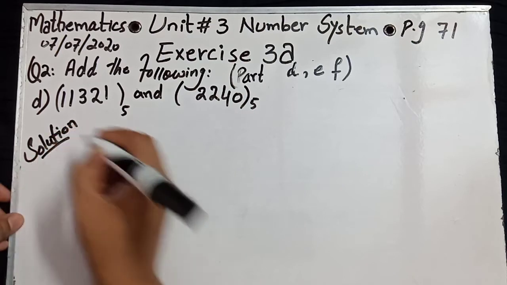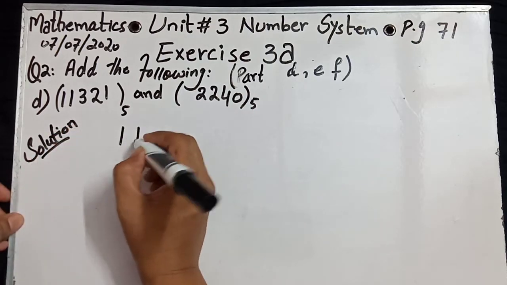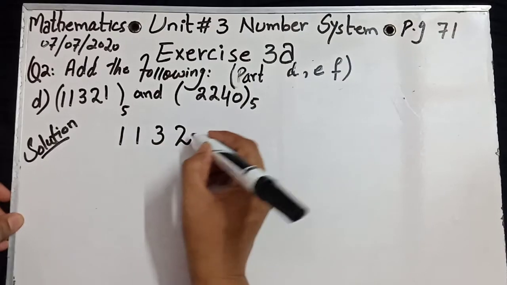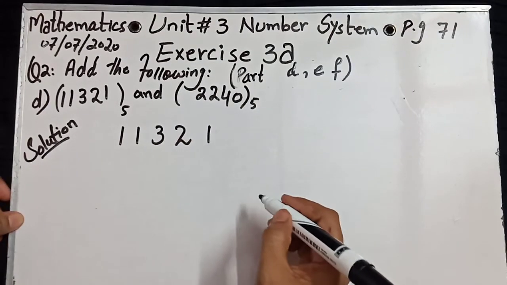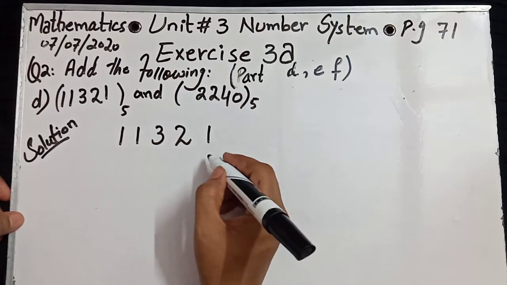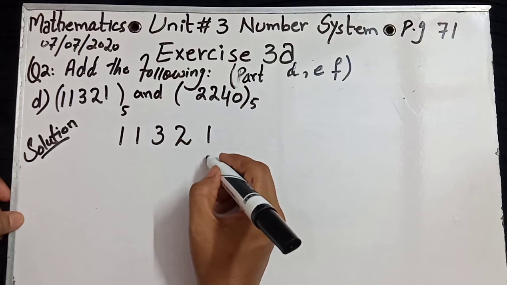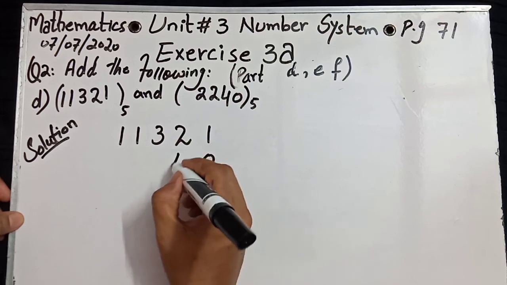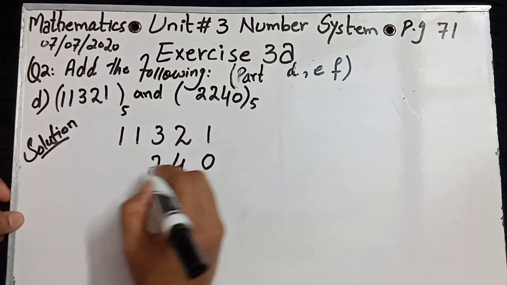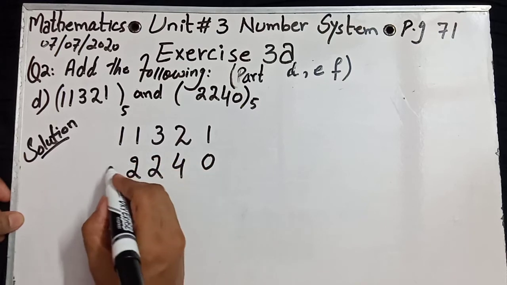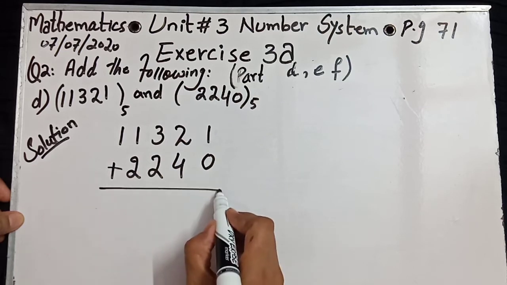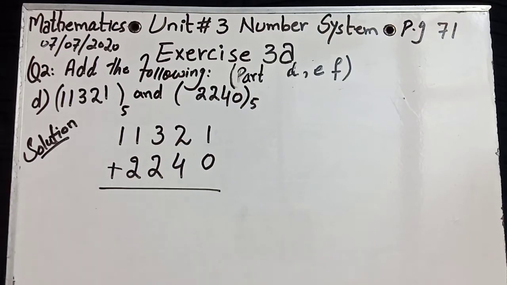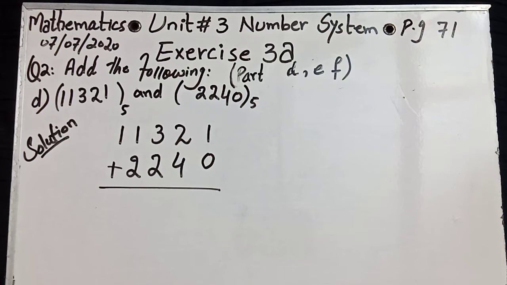Question number D. 11321. In the base 5 system we use 0, 1, 2, 3, 4. Not 5. After adding or subtracting, if we get 5 or greater than 5, we convert into the base 5 system. Clear? Now your question is to add. If after adding we get 0, 1, 2, 3, 4, we copy it down as it is. If we get greater than 5, we convert into the base 5 system.